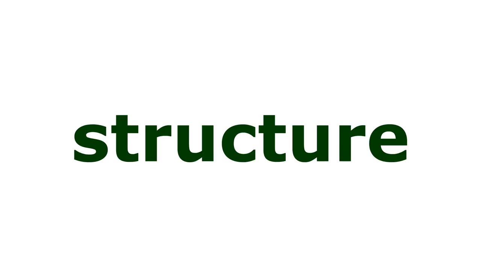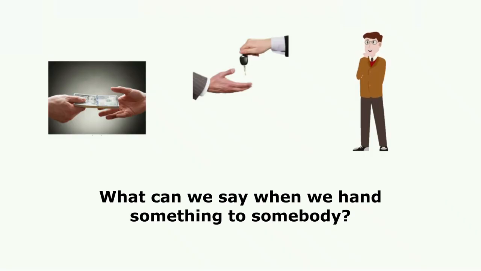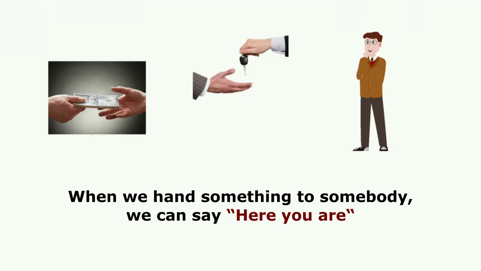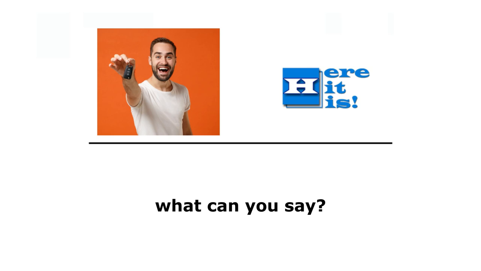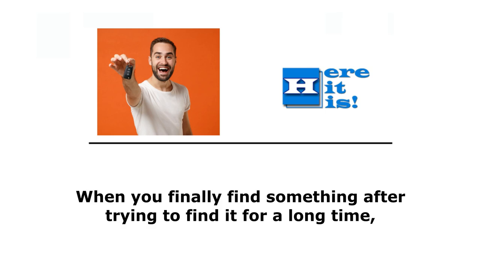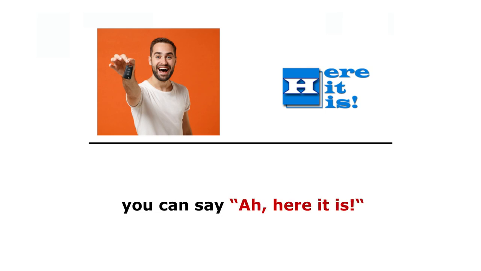Here you are. There he is. Hand. Structure. Finally. What can we say when we hand something to somebody? When we hand something to somebody, we can say, "Here you are." When you finally find something after trying to find it for a long time, what can you say? When you finally find something after trying to find it for a long time, you can say, "Ah, here it is."